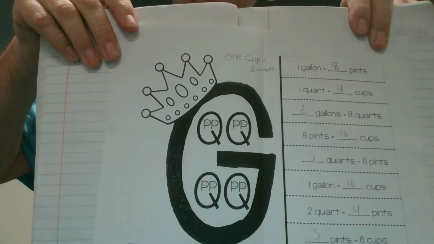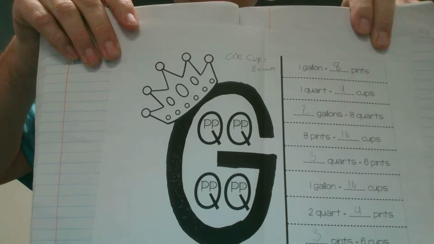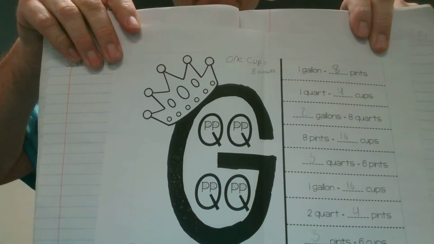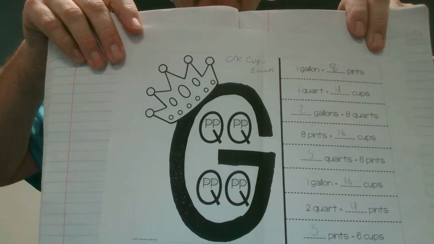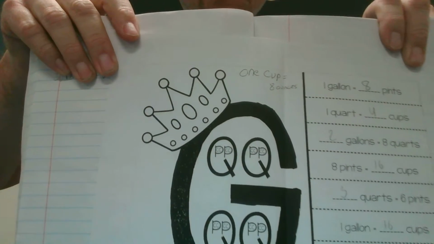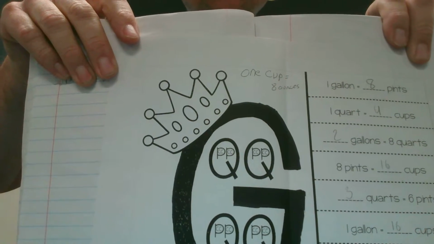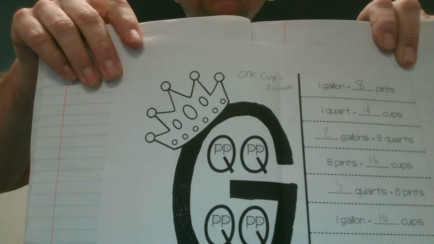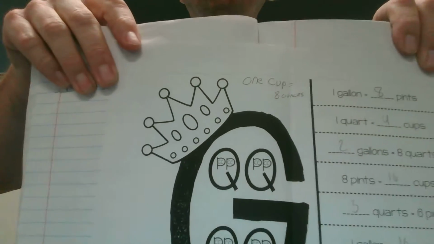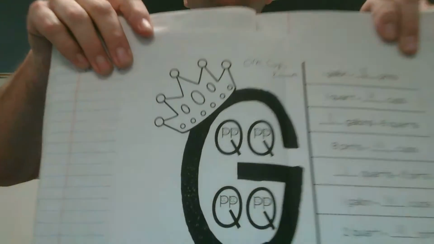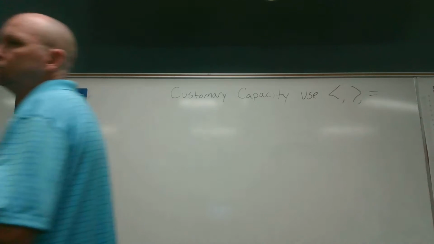The G is a gallon. The Q, so there's 4 quarts in a gallon. Each Q has 2 P's for pints, so there's 2 pints in a quart. And each pint has 2 C's, so there's two cups in a pint. So it really goes 4, 2, 2.